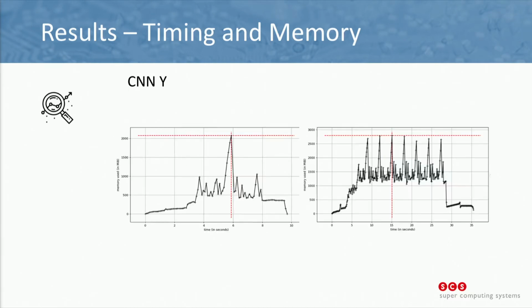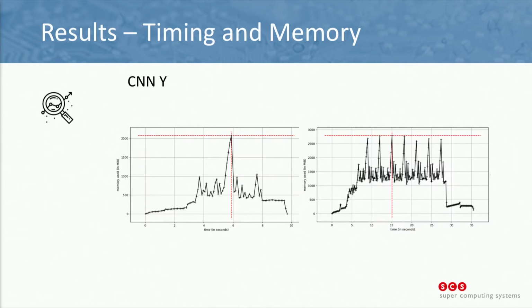Oh, I'm sorry, I skipped. Yeah. Let's have a look at the results that we achieved with this net. On this slide, you can see a chart that shows both timing on the x-axis and the memory consumption on the y-axis. On the left, you can see an inference run for 1 image. On the right, you can see an inference run for 7 images.